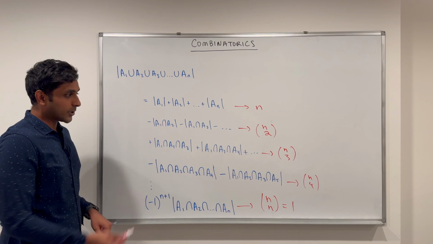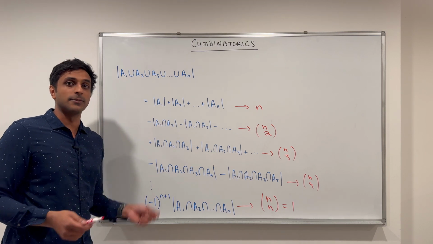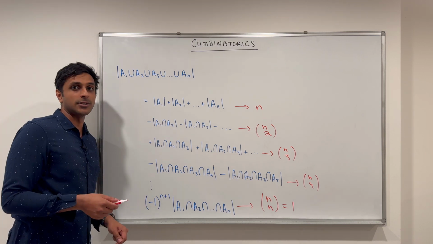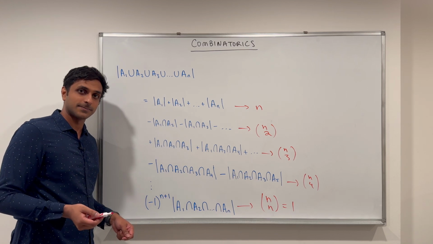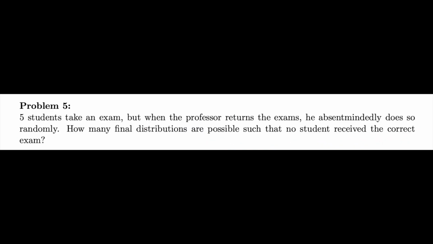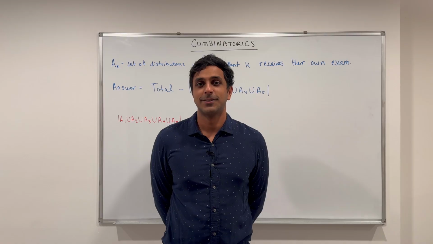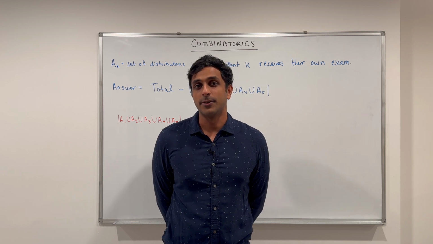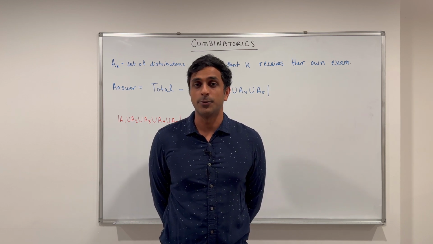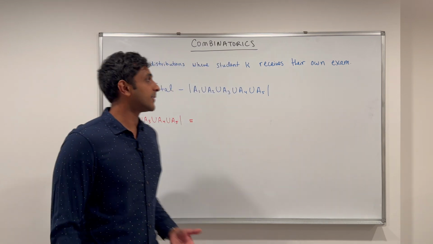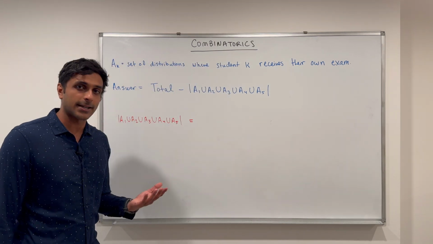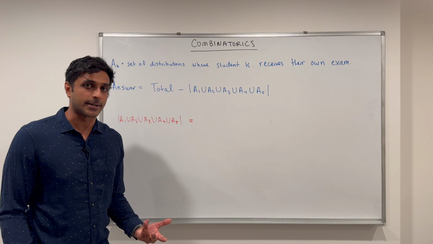Now, we're not going to prove this in this video, we're going to prove this in a later video, but we can certainly use this to answer questions. So we can use the complement principle. In order to find the number of distributions where nobody gets their own exam, we can instead find the total number of distributions and subtract out the distributions where someone gets their own exam.